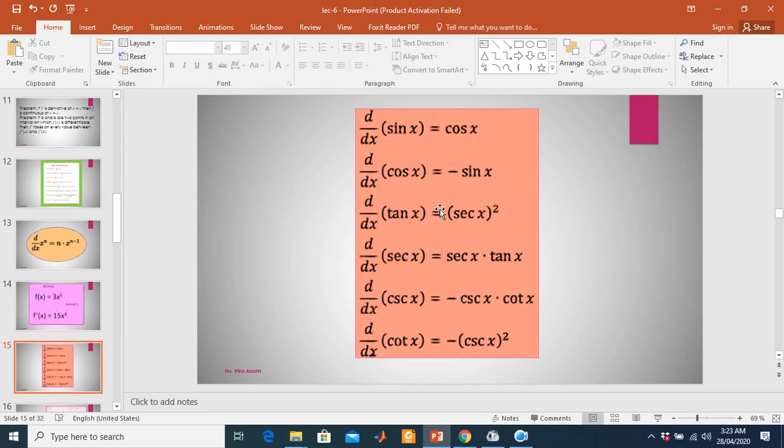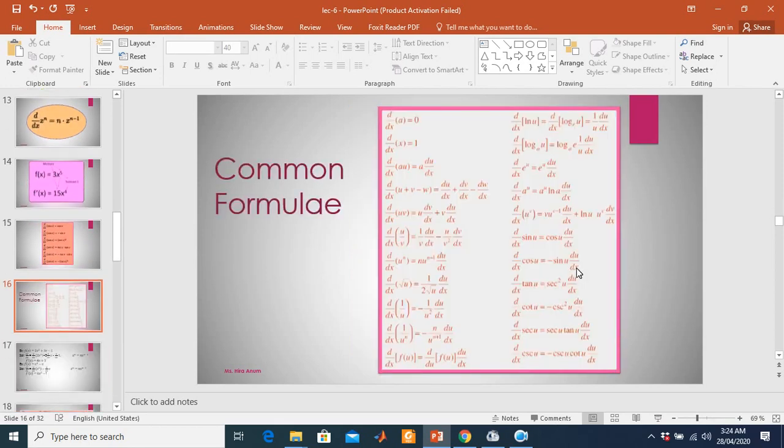We are using trigonometric derivative rules. The derivative of sine equals cos x. The derivative of cos x equals minus sin x. The derivative of tan x equals secant square. Secant x equals secant x tan x. Cosecant equals minus cosecant cot x. Cot x equals minus cosecant square. We use these formulas for trigonometric functions. These are also some common formulas of derivative.